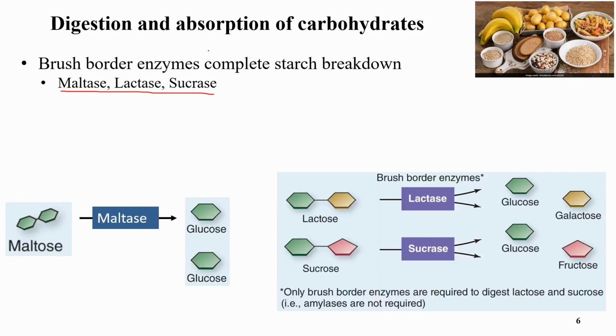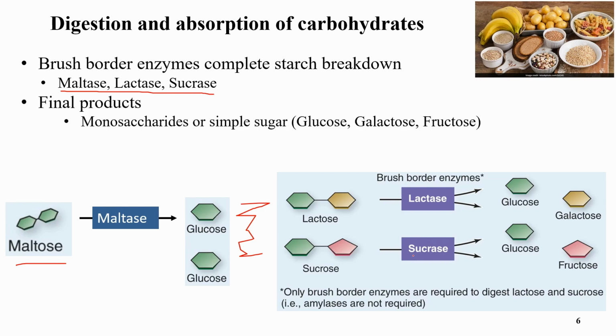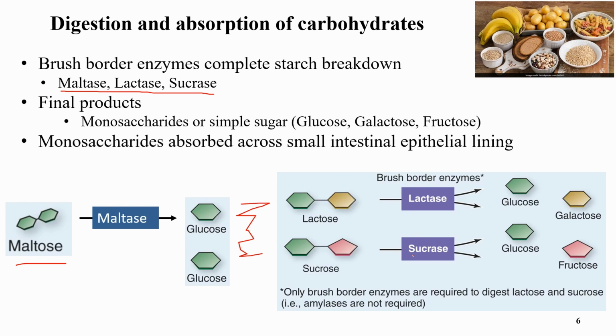And so this is what that looks like. So that's one maltose gives you two glucose molecules, and then this can cross the brush border. Oh, that's a poor brush border, but you get my point. And the final product, monosaccharides, and these are absorbed eventually across the intestinal epithelial lining.